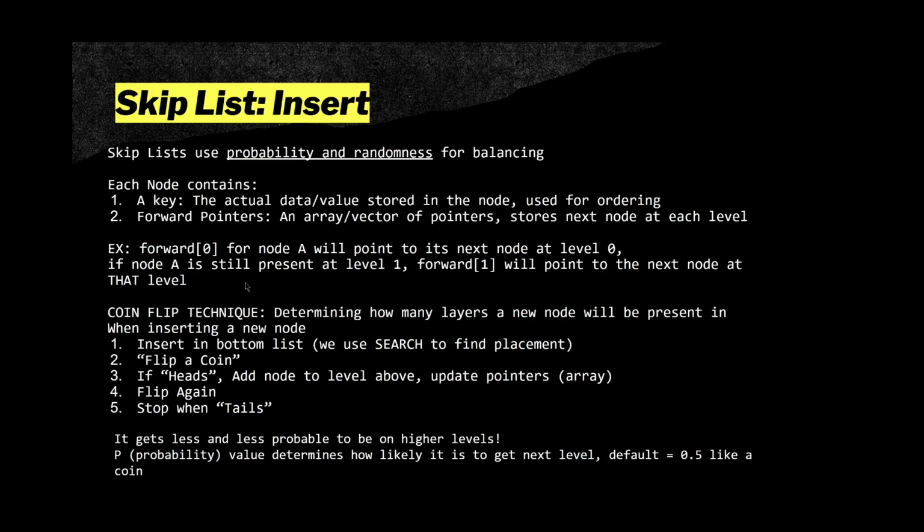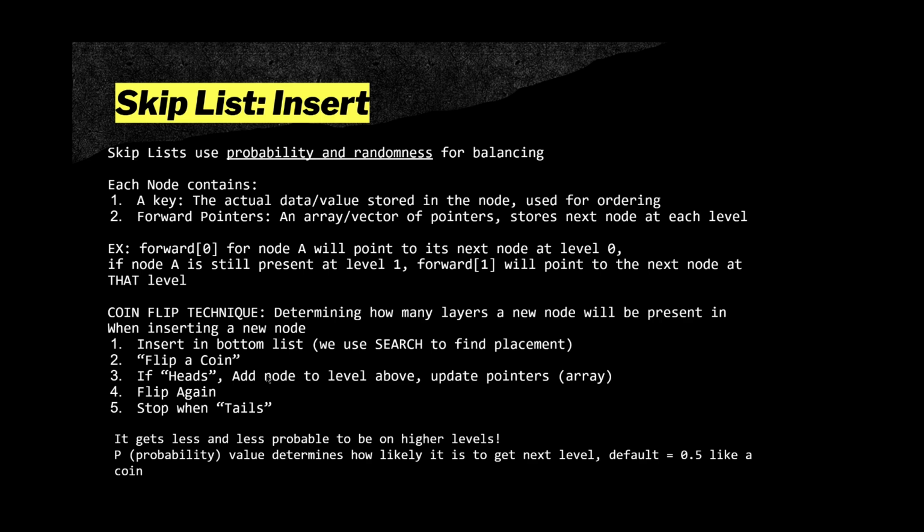When inserting a new node, the first step is to call search, and this determines if the node already exists in the list. If it doesn't, we will always insert in the bottom list because, again, every single node is present in the bottom list. Then to decide if we want to put it in the next level up, we flip a coin, quote unquote, and if it lands on heads, then we add the node to the level above, and we update the pointers in the array.